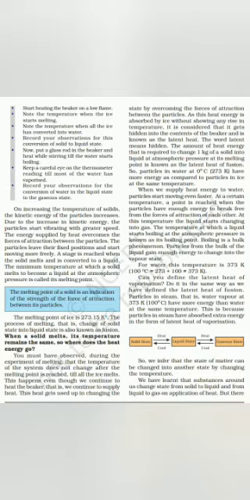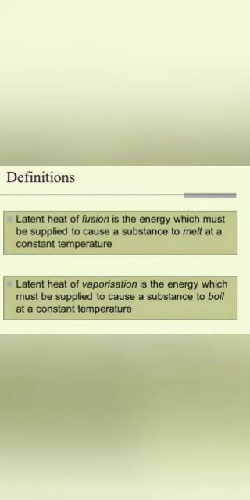So for water, this temperature is 373 Kelvin. 373 Kelvin मतलब क्या? In degrees Celsius, it is 100 degrees Celsius. You know how to convert Kelvin to degrees Celsius. So 0 degrees means 273 Kelvin, plus 100, add करें तो हमें मिला 373 Kelvin. So here we can define the latent heat of fusion. This is the energy which must be supplied to cause a substance to melt at a constant temperature. Similarly, we can define latent heat of vaporization.